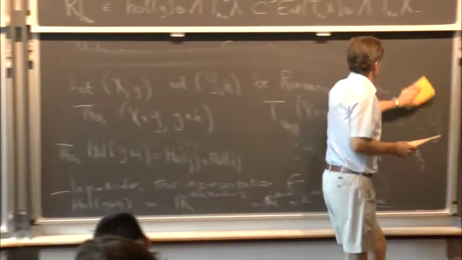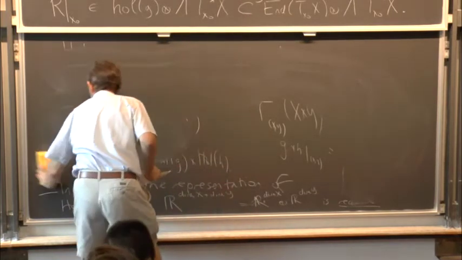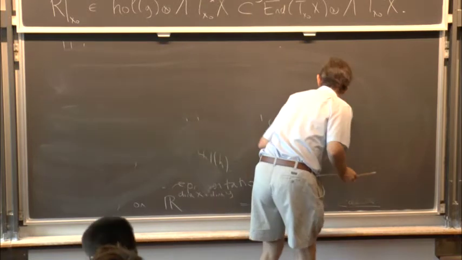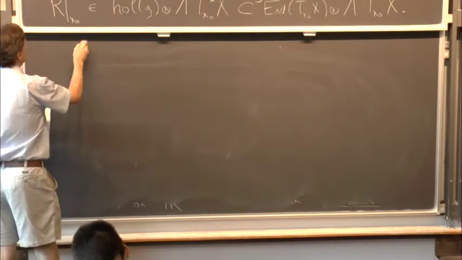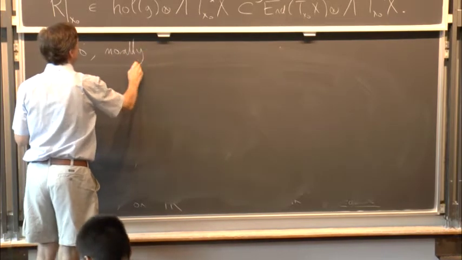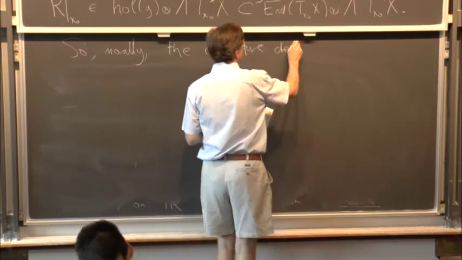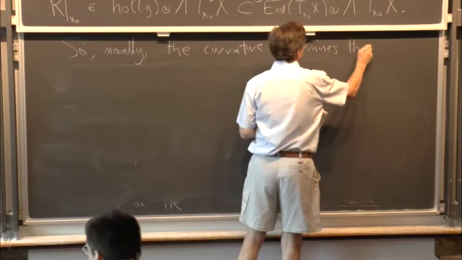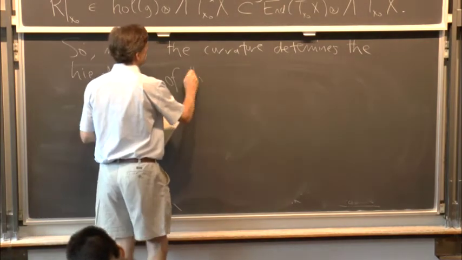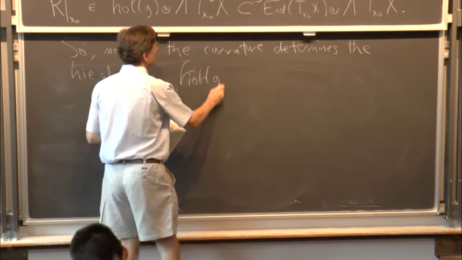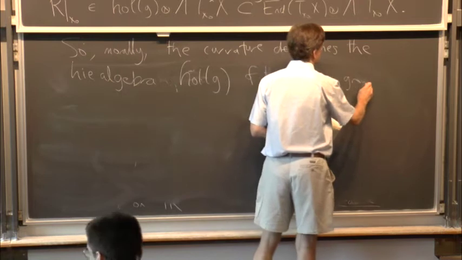So, at least morally, the curvature determines the Lie algebra of the holonomy group, let's say curly hol of G, of the holonomy group, big Hol of G.